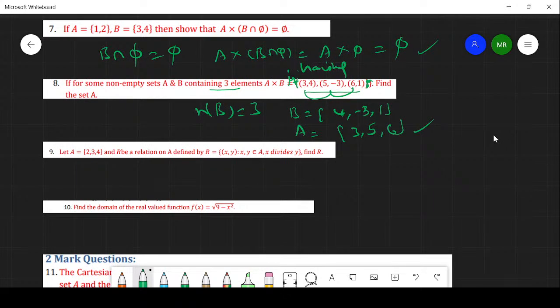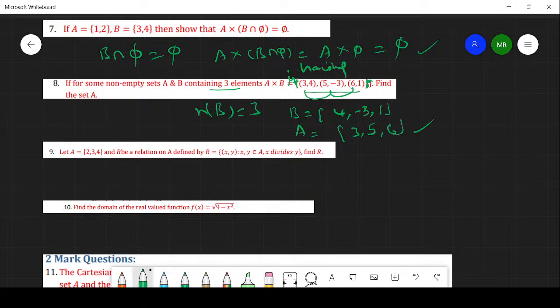Now coming to the 9th problem. I am going to explain the 9th problem. See the 9th one. Let A is equal to 2, 3, 4 and R be a relation on A defined by R is equal to the set of x comma y such that x, y belongs to A, x divides y. Find relation R.